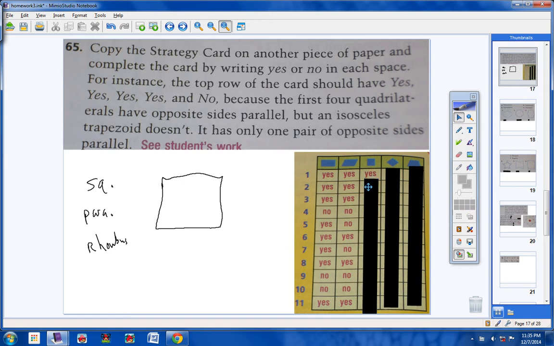Number 2, opposite angles are congruent. Yes, in a parallelogram they're congruent. Number 3, opposite sides are congruent. Okay, yes, that is true. Opposite sides are congruent. Yes, in a parallelogram.